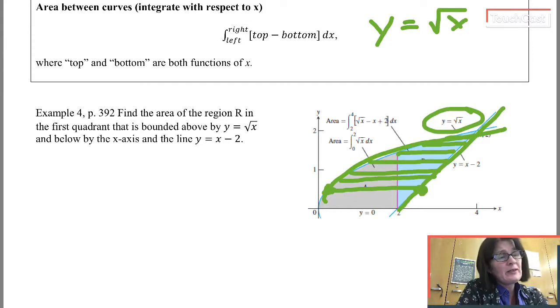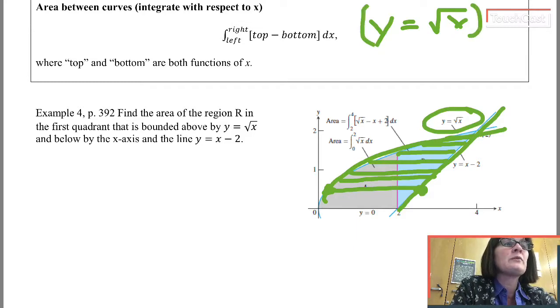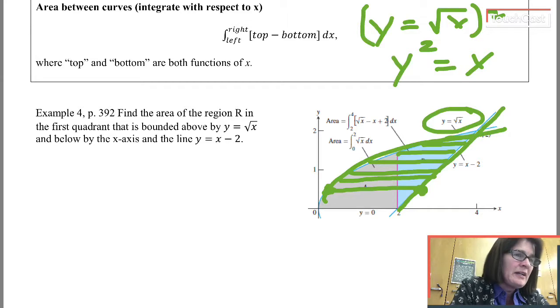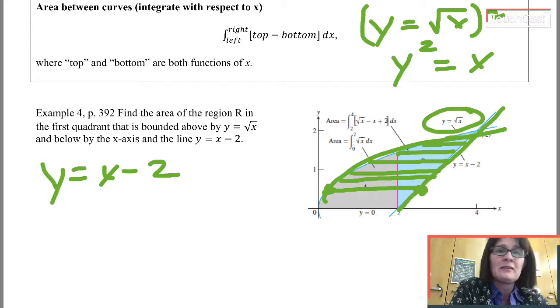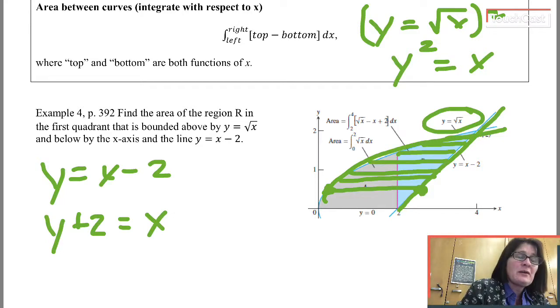So what's happening to x right now? x is having its square root taken. So to undo that, I'm going to square both sides, and I'm going to get y squared equals x. Similarly, I'm going to have to take that equation, y equals x minus 2, and isolate the x. So y plus 2 equals x. So now I'm going to be able to write my integral.